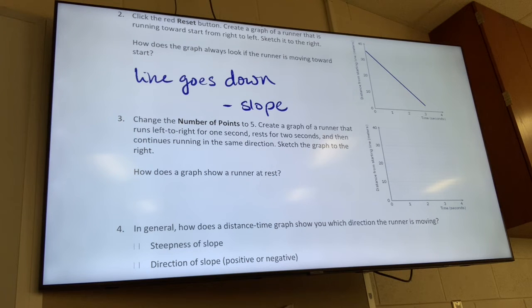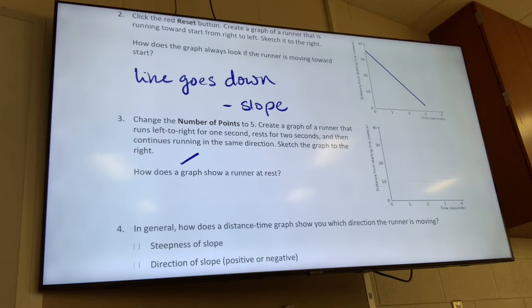Number 3, so set your number of points to 5. Create a graph of a runner that runs left to right. So they're running to the right for 1 second. If we're running to the right, is our line going up or down? Is the right positive direction or the negative direction? Positive, right? So we want our line to go up. So you're going to have a line that goes up for a second.